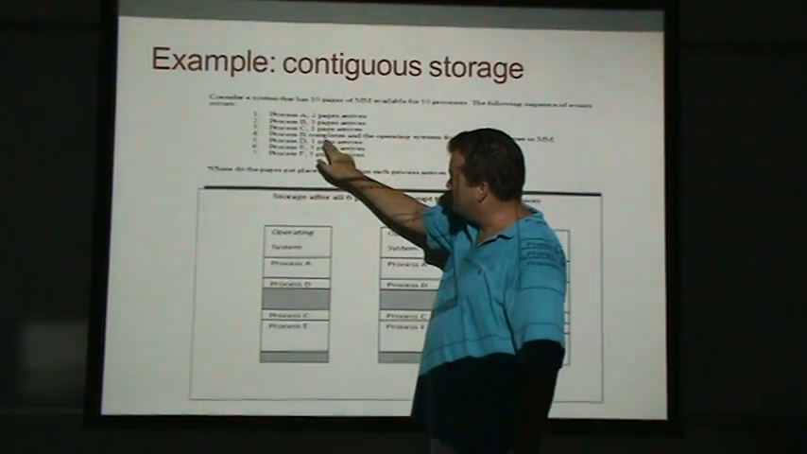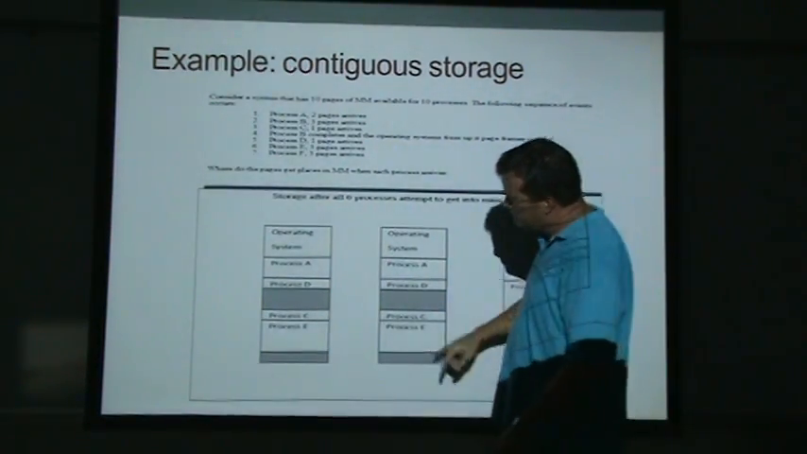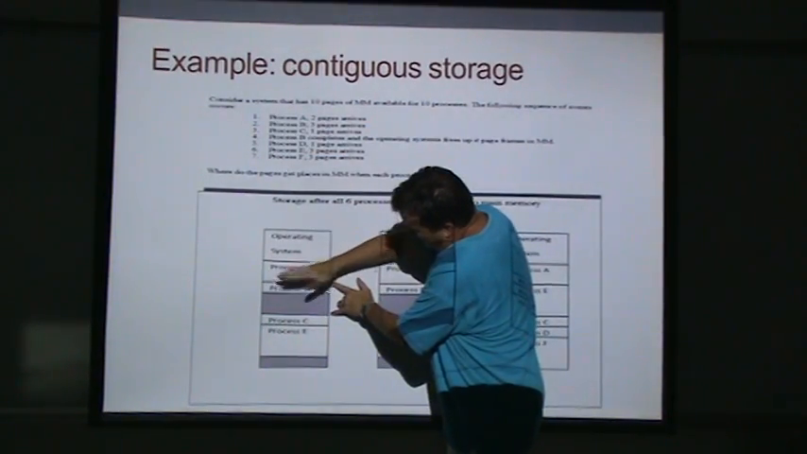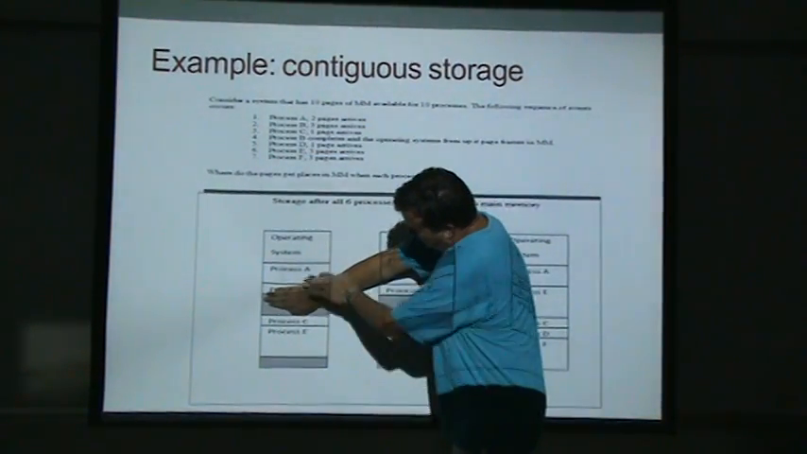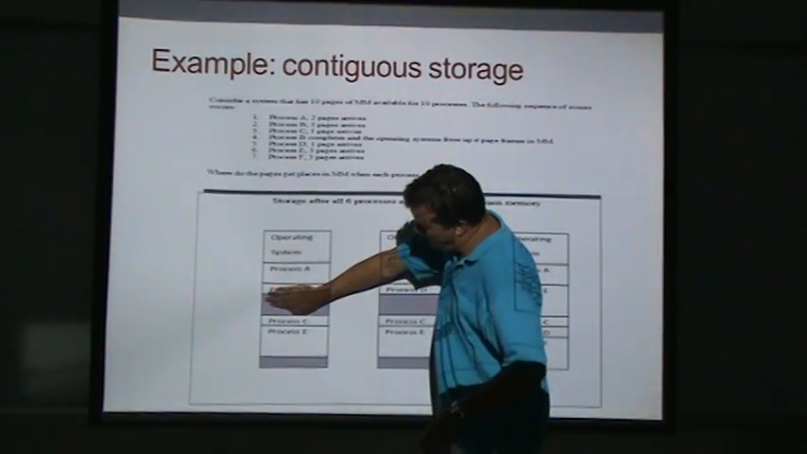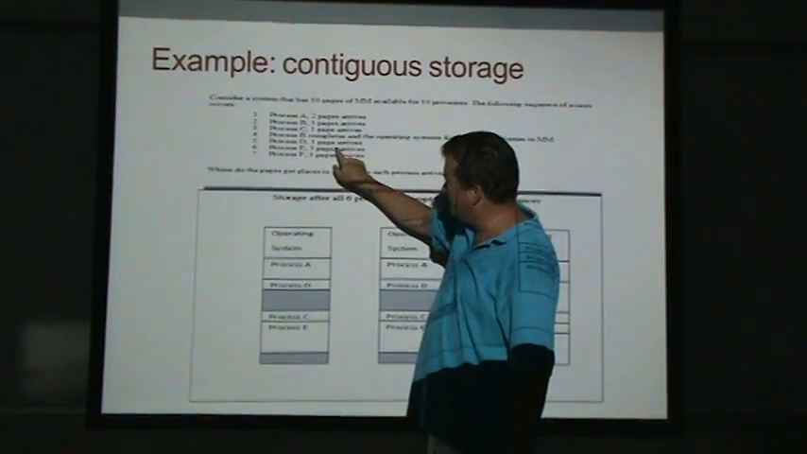Then B finishes, B completes, and the operating system frees up that space. So the space that B was in was right here. This area now becomes free. So we have process A and process C sitting here, and this part here would still be open. Then process D comes in.